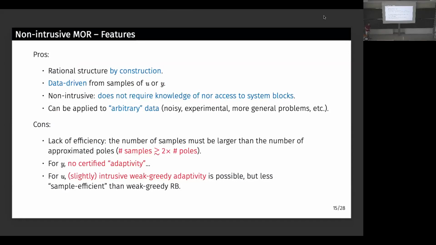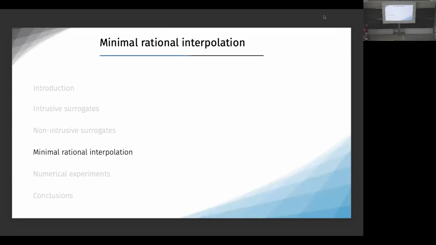Now, this is a summary of everything I've said about the non-intrusive case, and the main aspect that I would like to underline here is that the Loewner framework and non-intrusive algorithms in general have the problem of not being sample efficient, in the sense that if I want to approximate n resonating frequencies of the problem, we need to take at least 2n samples. And this is something that we've seen also in Francesca's talk this morning. Now, this is where we started from, essentially, when we asked ourselves the question, can we improve on this? And this is the method that we developed, minimal rational interpolation.